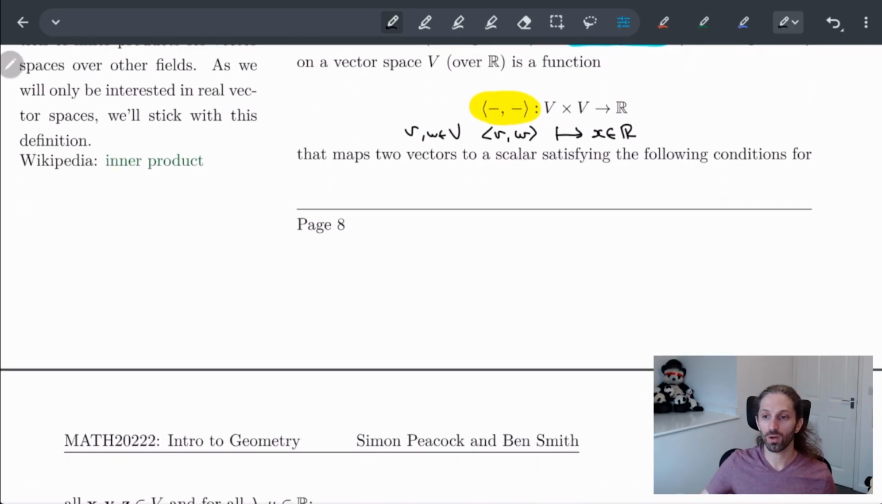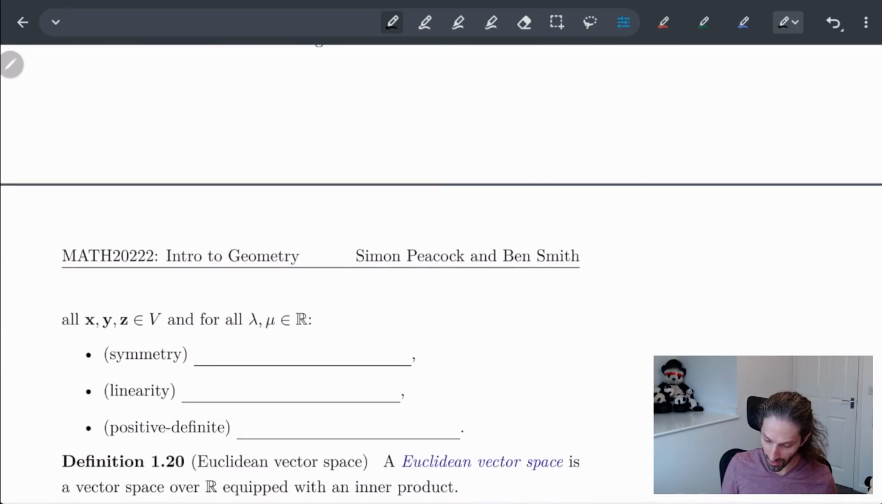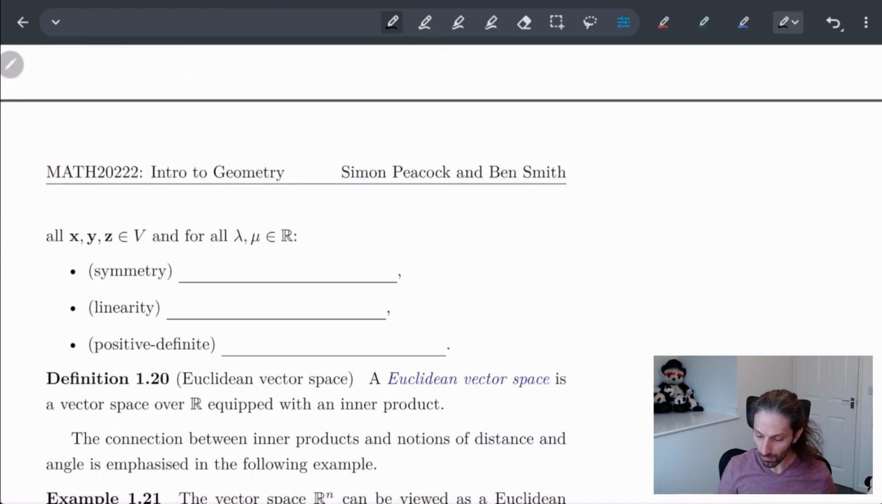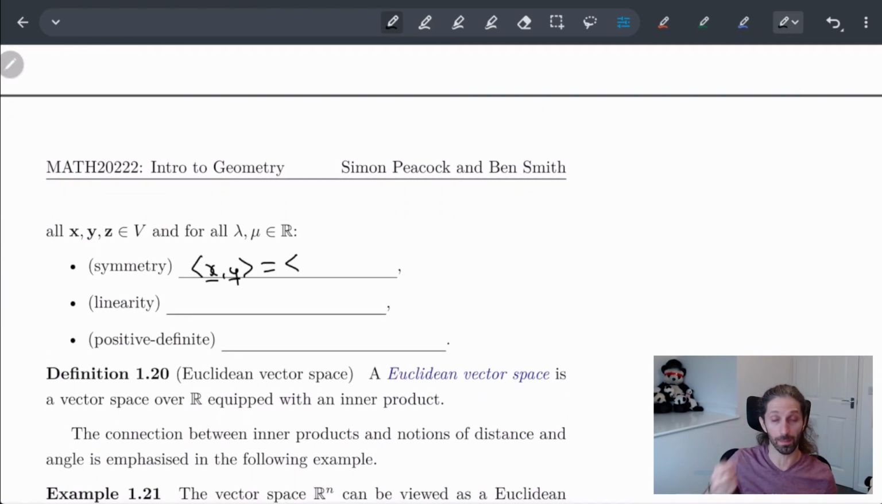So what this is saying is we're going to have some conditions. For every x, y, and z in V, and for every scalar lambda and mu, we're going to have three conditions. One is symmetry. What the symmetry condition is saying is that the inner product of x and y, these are vectors, so I should have lines under them, should just be the same as the inner product of y and x. The order should not matter. I shouldn't care, right?